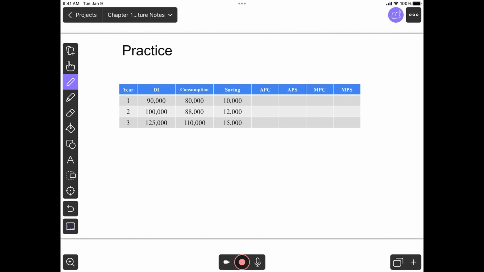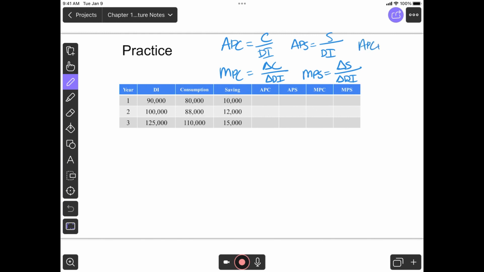All right, let's do a little practice with our average and marginal propensities. So just to remind ourselves, our formulas here: the APC is equal to total consumption divided by total disposable income, and the APS is equal to total savings divided by disposable income. The MPC is equal to a change in consumption. Remember, the delta symbol stands for change, divided by change in disposable income, and the MPS equals the change in savings divided by the change in disposable income. And also we have these relationships: the APC plus the APS equal 1, and the MPC plus the MPS equal 1.